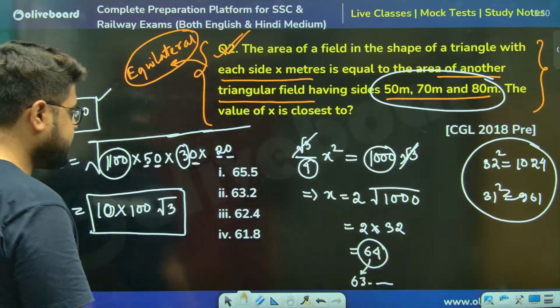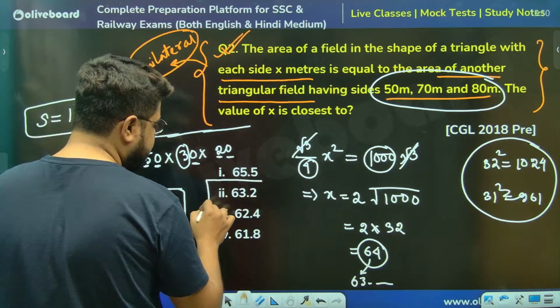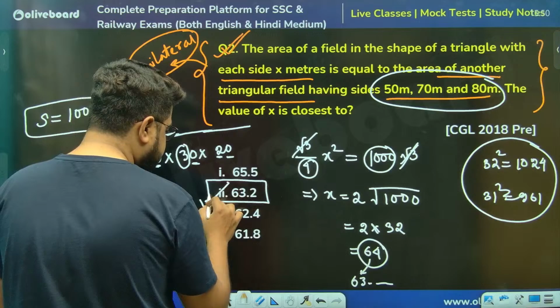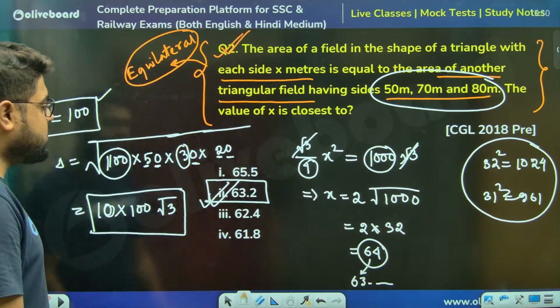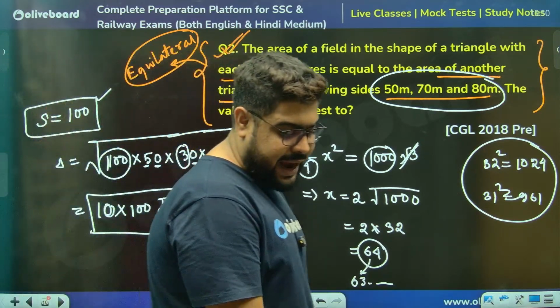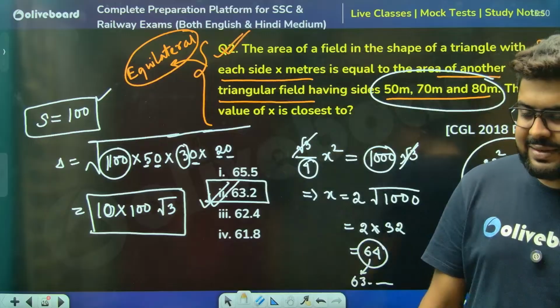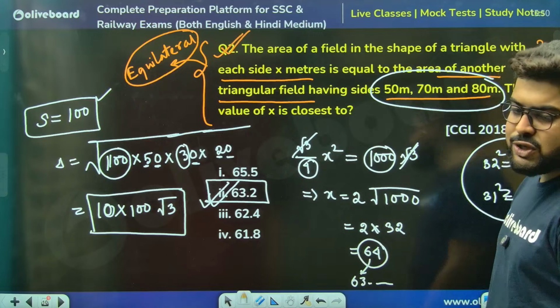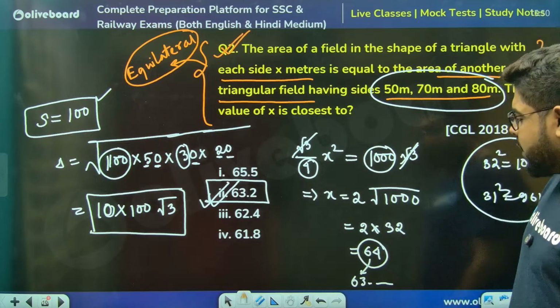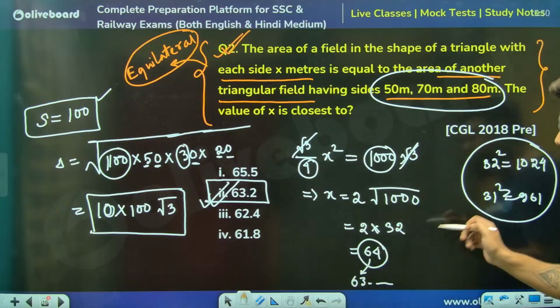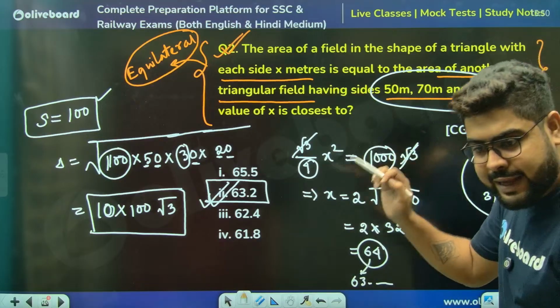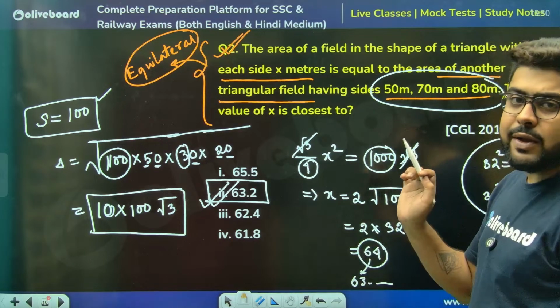Check, sir. There is only one option having 63 point something. So that will be my answer. That has to be my answer. You guys understood how we calculated? How have we calculated a very complicated calculation?